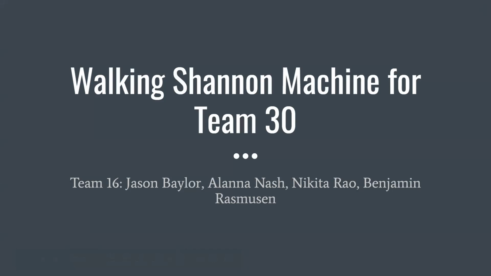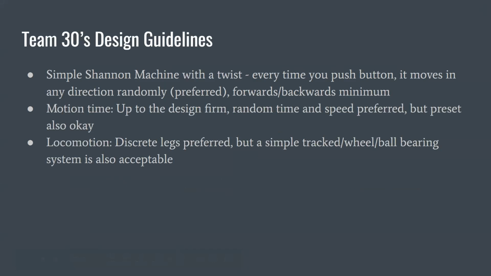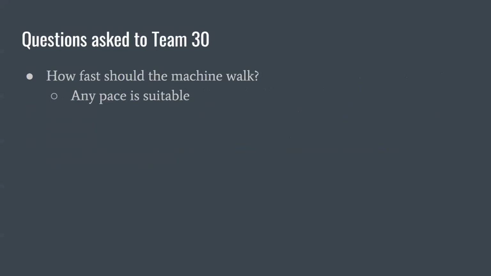The design firm of Team 16 was tasked with creating a walking Shannon robot for the client, Team 30. The client provided us with specifications to create a robot that was a variation on a classic Shannon robot. Specifically, the client outlined that the robot should be able to change its direction of motion after pushing a button and should be able to walk on preferably discrete legs. However, the client stated that should discrete legs prove too difficult, a simple ball bearing system would be suitable.